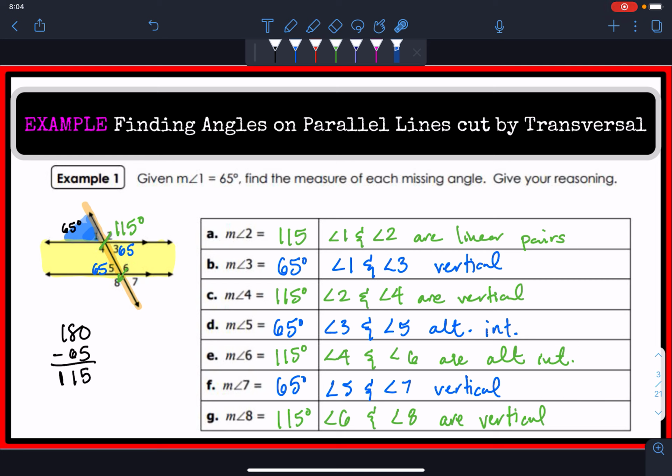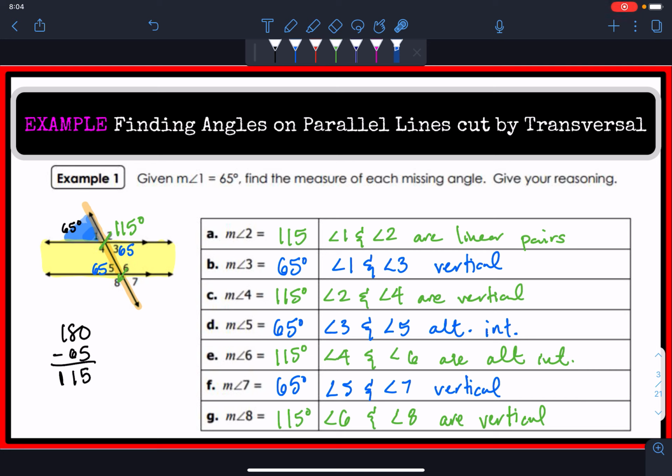So that's really the only thing that could happen. Either the two angles are going to be equal to each other, or the sum of the two angles is 180 degrees. So you can either set them equal to each other, or you can add them to get a total of 180.